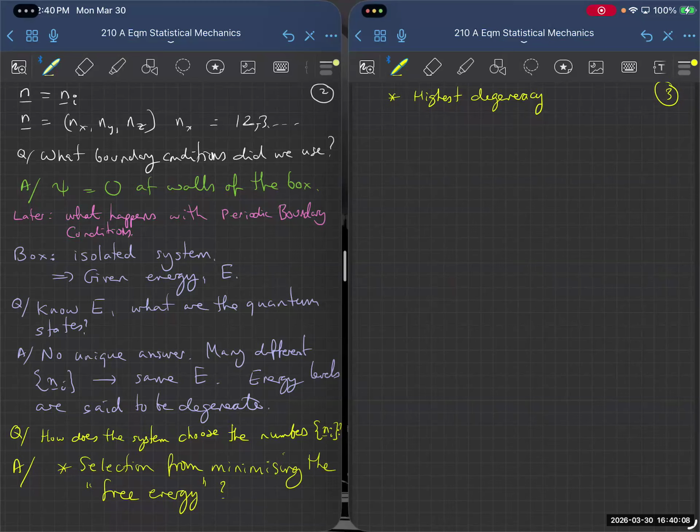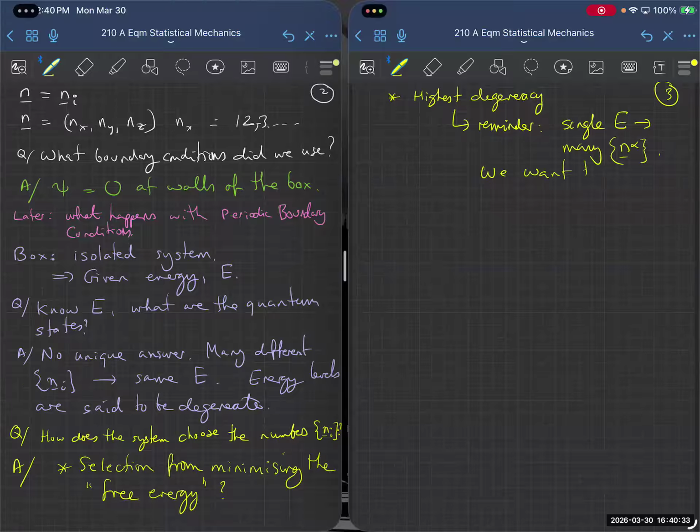Somebody else? As we talk about highest degeneracy, I just put a reminder here: a single E gives many possible n alpha, and we want to know how the n alpha are determined. Okay, anybody else got any other comment or question?